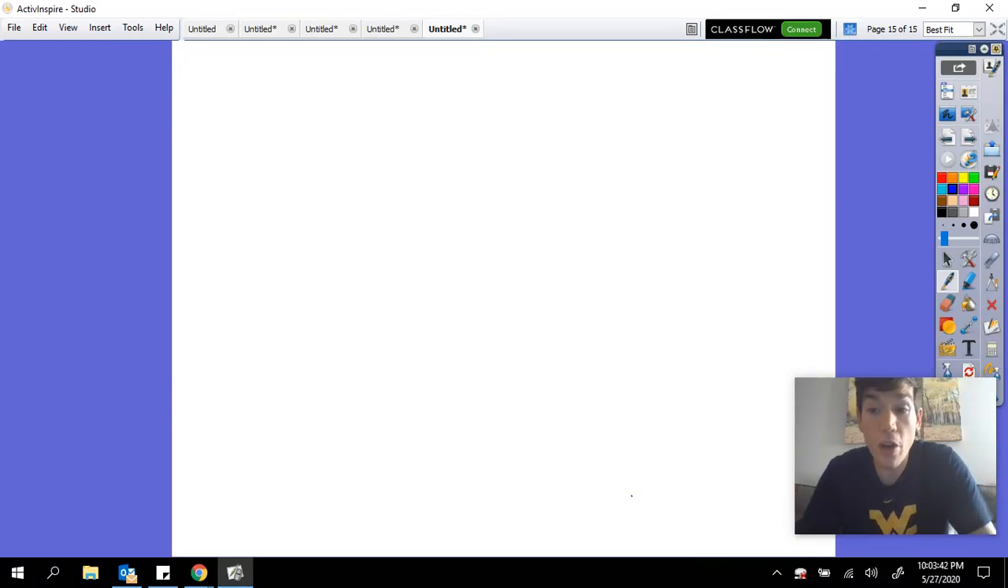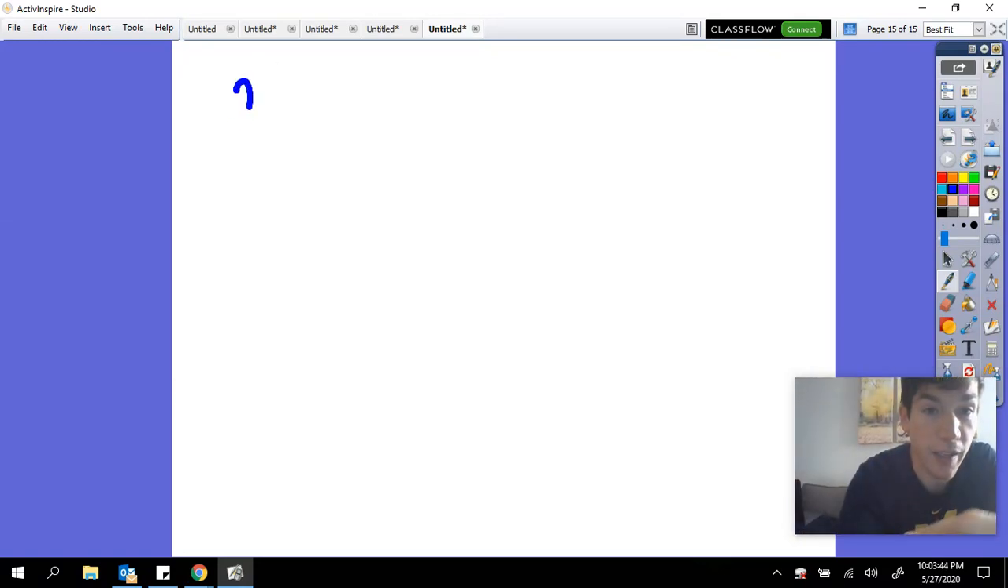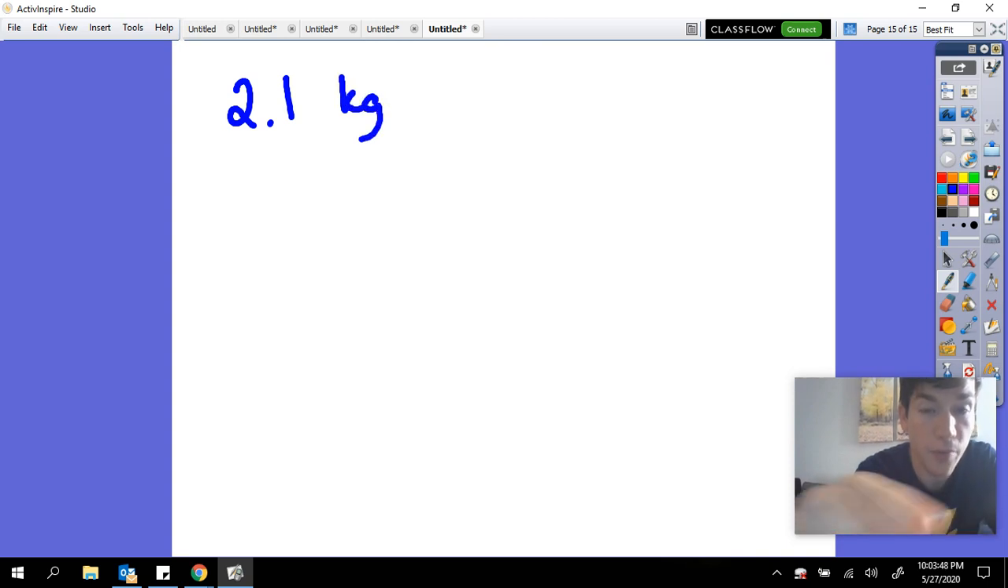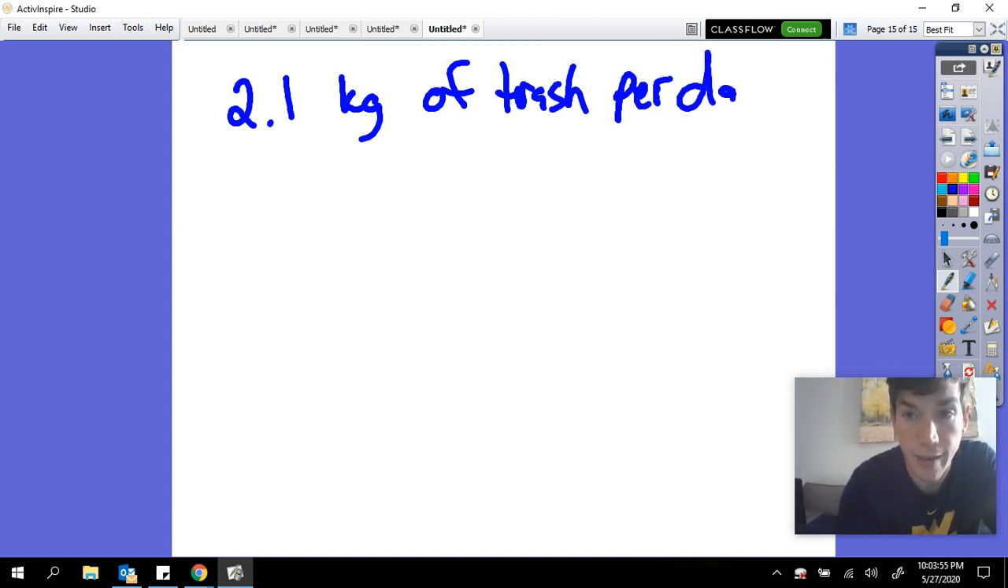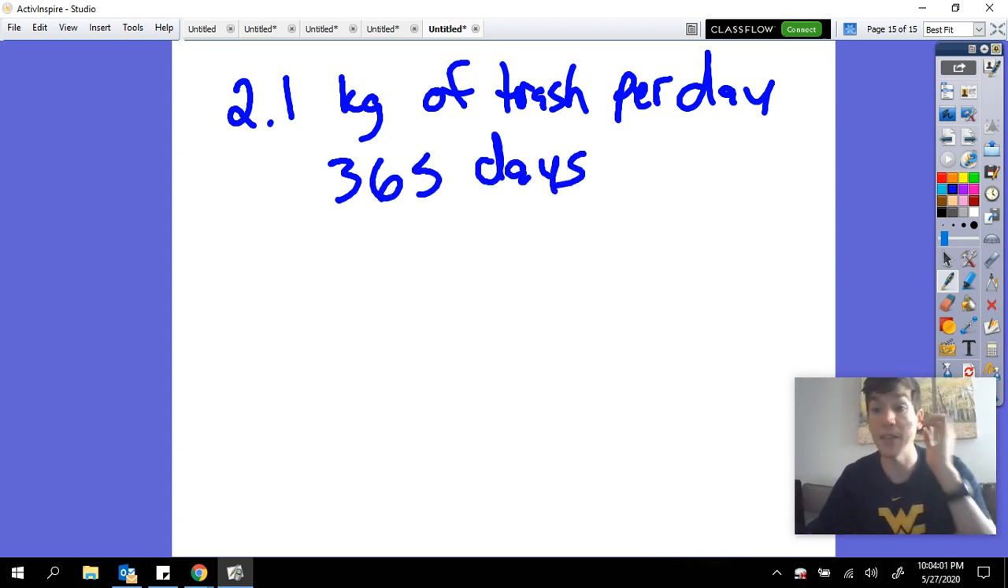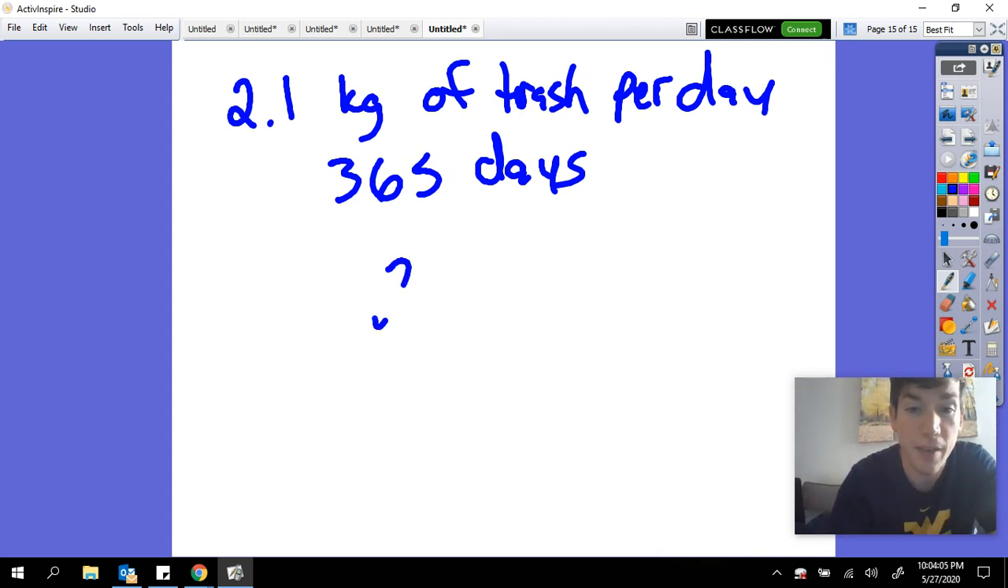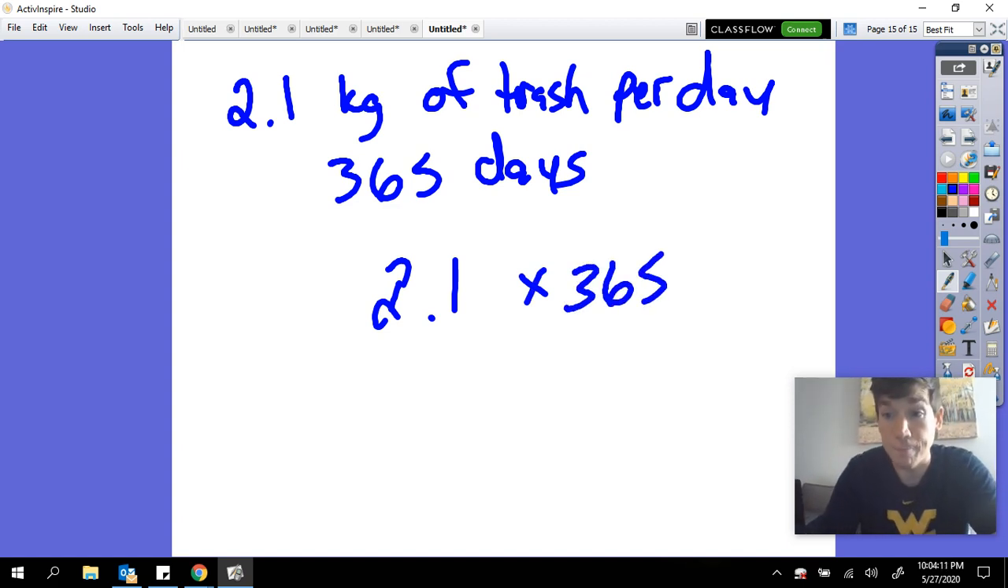So we know that the average person is generating 2 and 1/10 kilograms of trash per day. And we said that we're going to look at a normal year that is 365 days. So the first thing I'm going to do to figure out how much it would be in a year is I'm going to take 2 and 1/10 and I'm going to multiply that by 365.